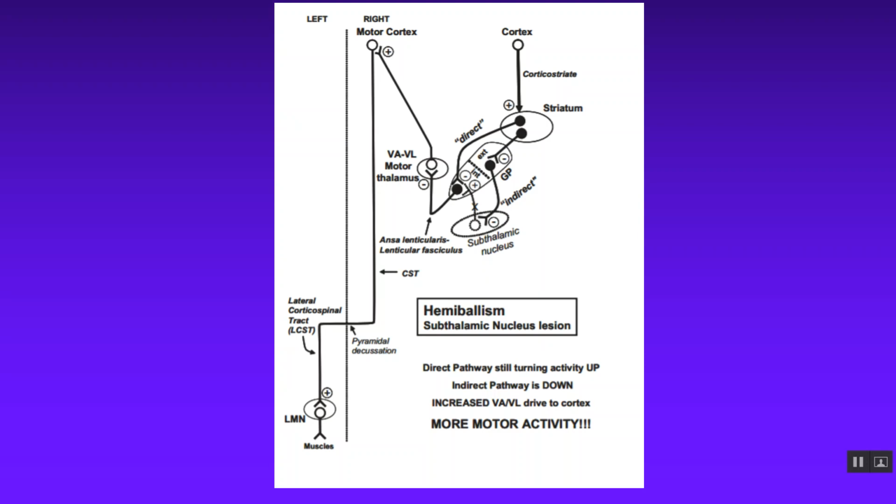Don't worry about hemiballismus. Just know hemiballismus affects the subthalamic nucleus, which is part of the indirect loop. So it makes the indirect loop not work, and so now you have the direct loop doing more work, having more influence than the indirect loop. So you're damaging the indirect loop. So now the direct loop, which is excitatory, has more of an influence, relatively speaking. And so you have too much motor output. That's that wild flinging of the arm and leg on one side, okay?